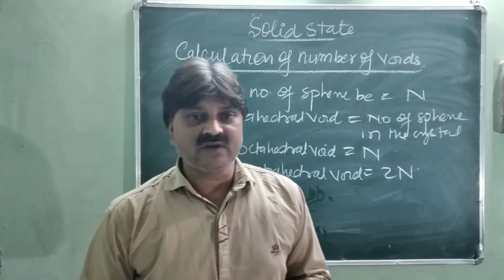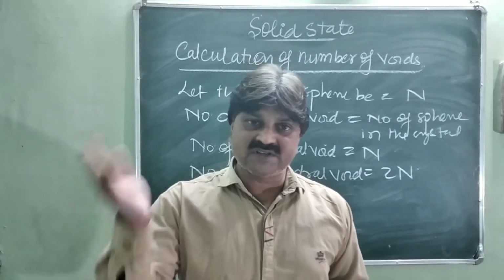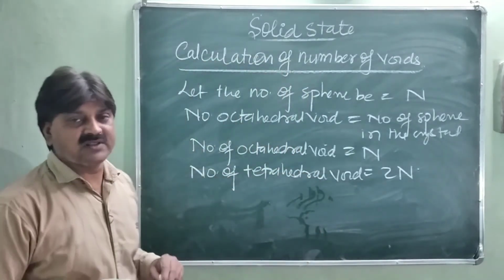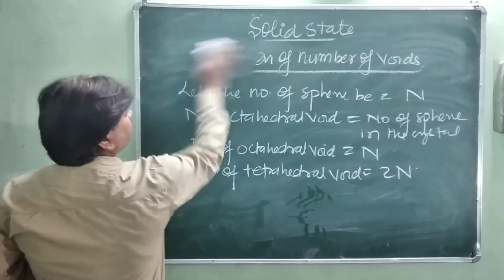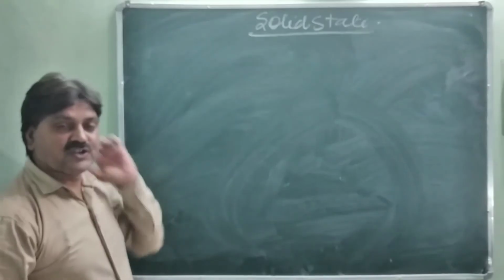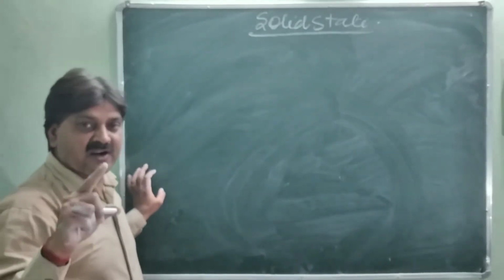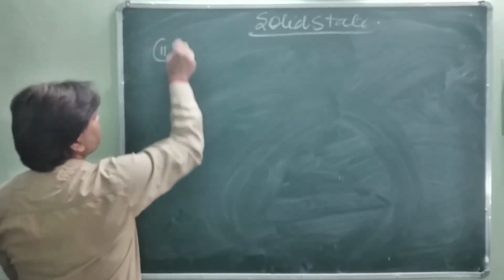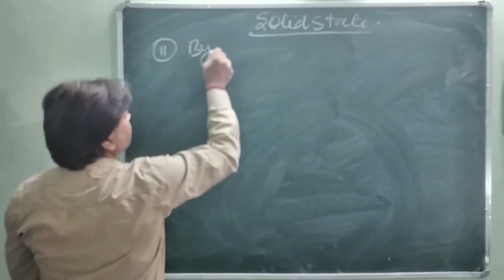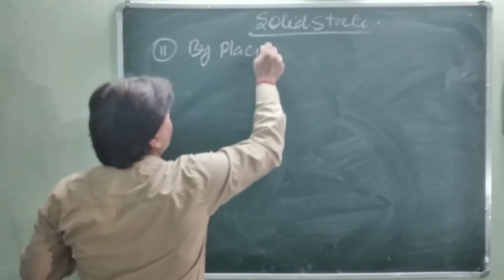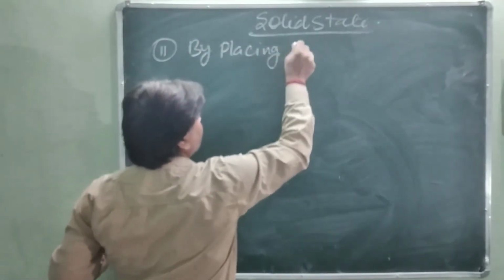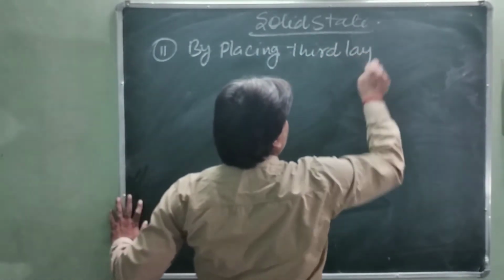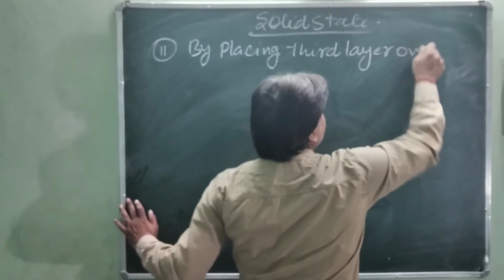Now we are going to place the third layer over the second layer in 3 dimensions. This is placing the third layer over the second layer. Now next one, by placing the third layer over the second layer. This is another type of arrangement in 3 dimensions.